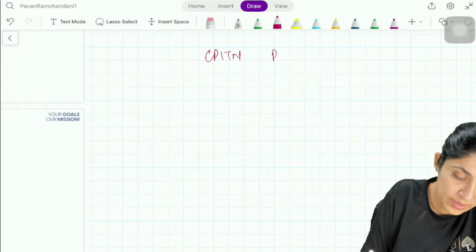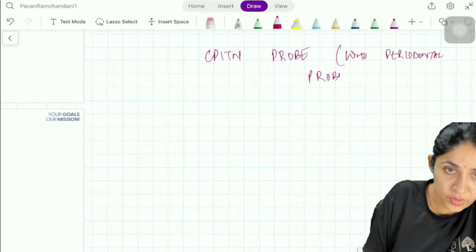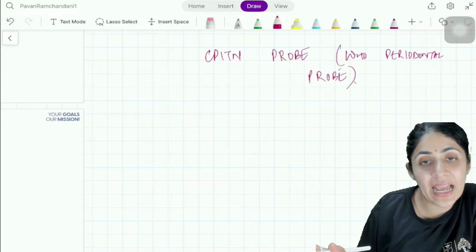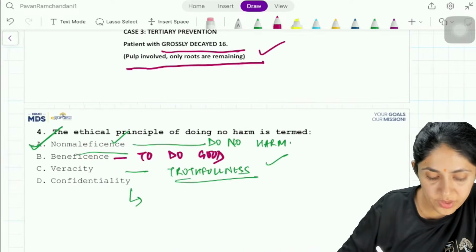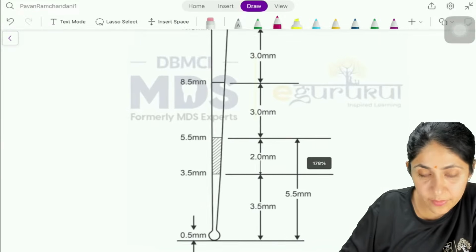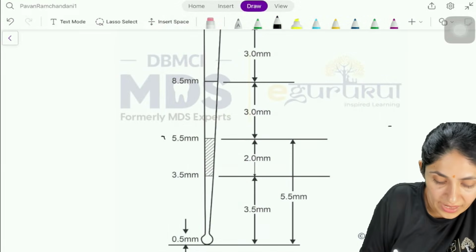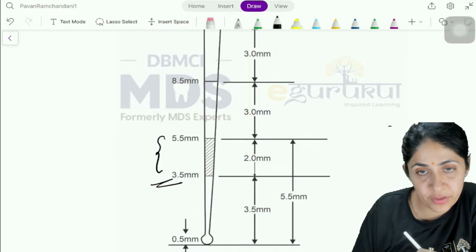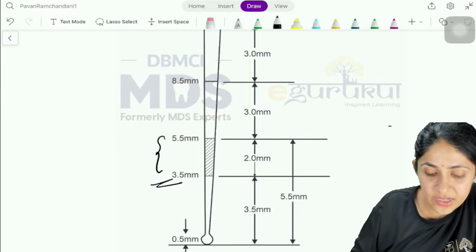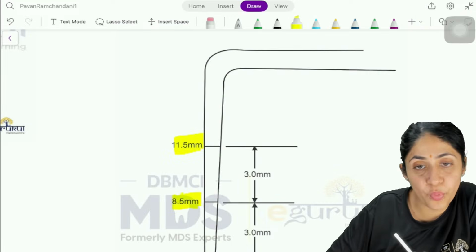The other name of the CPI-TN probe, I'll write it here, is the WHO periodontal probe. Okay. This has basically a black marking. This is what the probe looks like. This has a black marking which starts at 3.5 and extends till 5.5. Okay, and there are additional markings at 8.5 and 11.5.